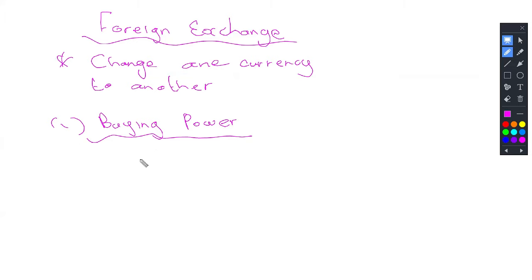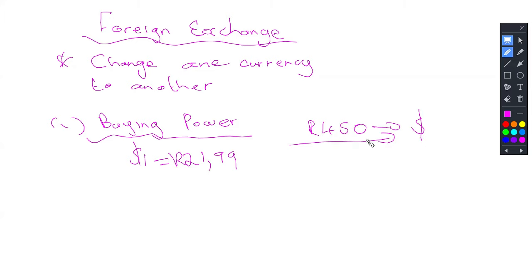So now, let's say you are given that $1 is equals to, let's say, we don't know now, it's 21 rands, let's say 21 rands 99, like that. Yeah? And then they say, a couple is having 450 rands. Can you convert these to dollars like that? So we need to know how much this person has in dollars. They have 450. We need to know how much they have in dollars.